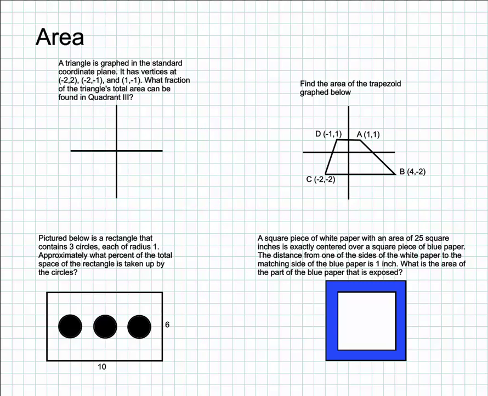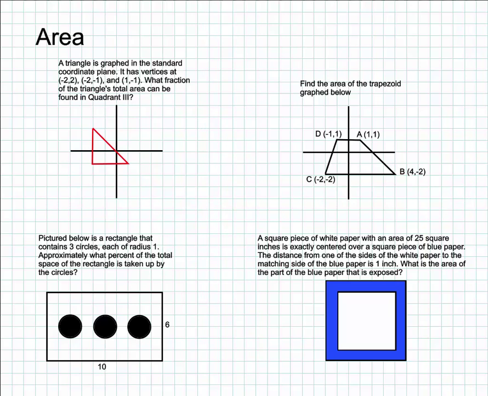Let's start by graphing this triangle. So we have (-2, 2), (-2, -1), and (1, -1). And that is going to form our triangle. And we want to know how much of the total area is in quadrant 3. Quadrant 3 is the bottom left quadrant. So let's first get the total area of the triangle.